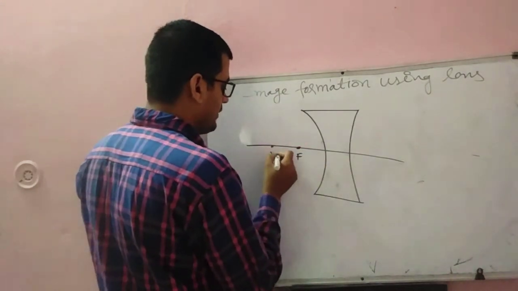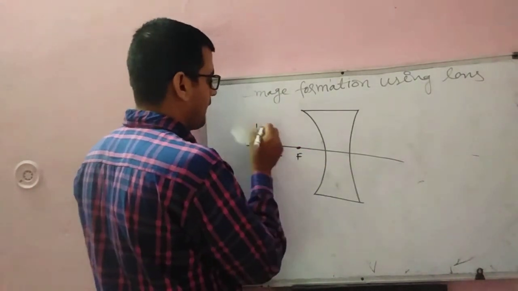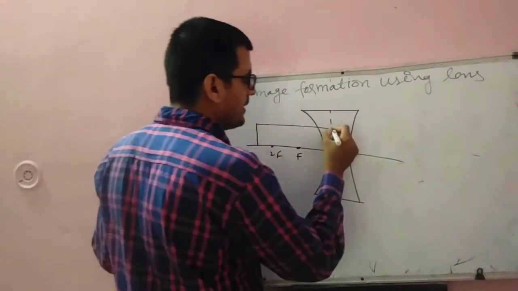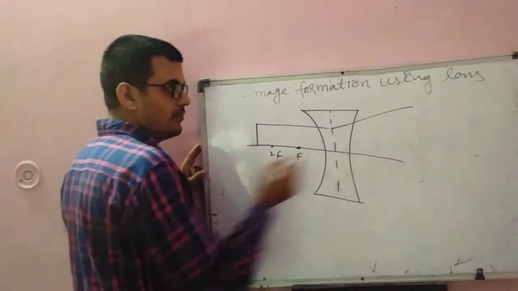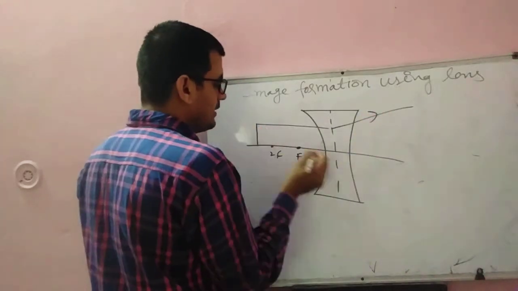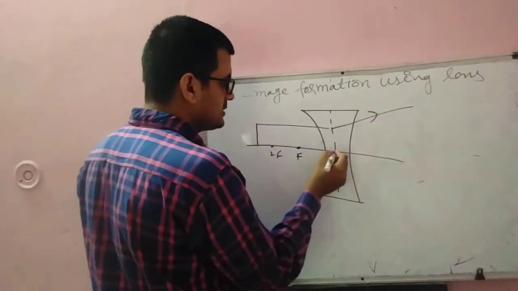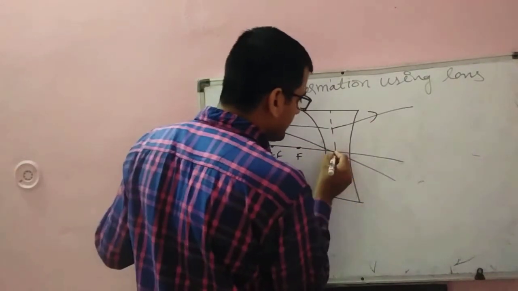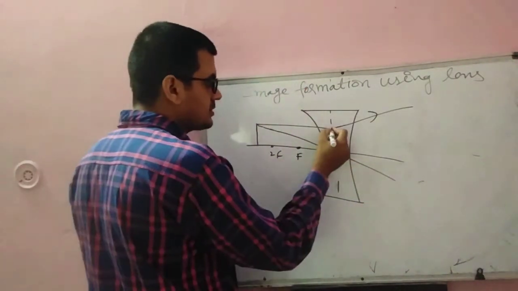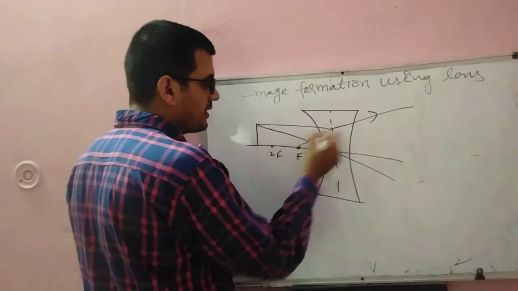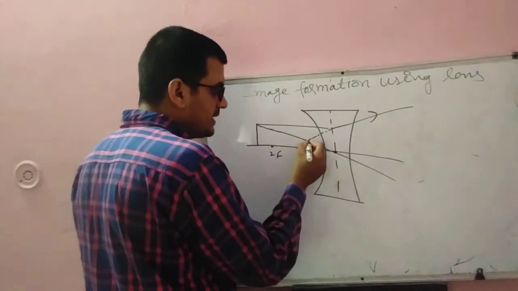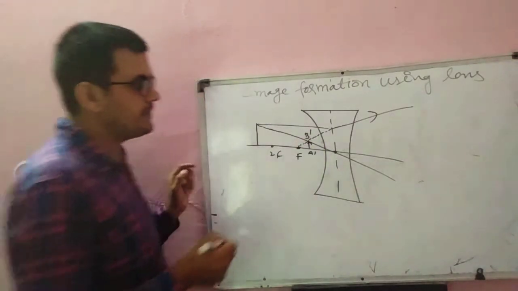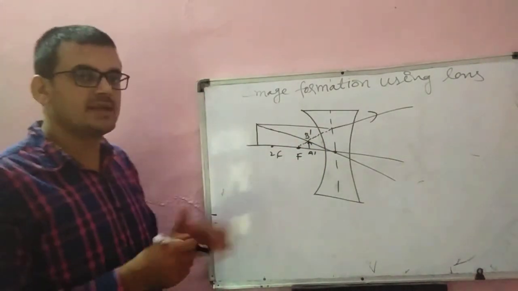F to F. Like this. What will happen? This will move like this, and the ray which passes through the optical center will go undeviated. So what we will do? We will draw it back side. So this will be the image. What will be the nature of the image?